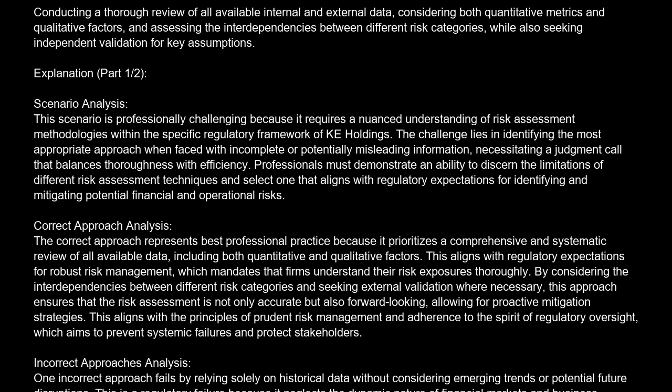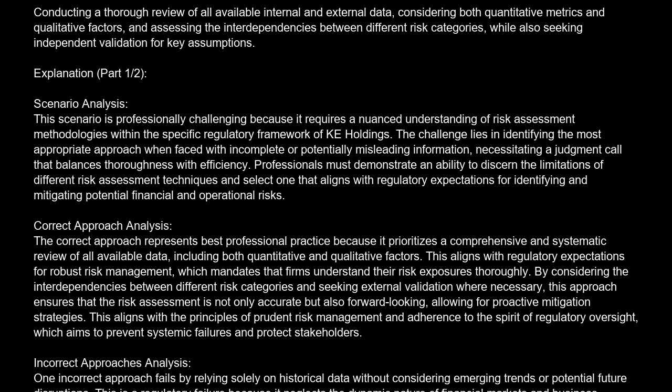Explanation. Scenario analysis. This scenario is professionally challenging because it requires a nuanced understanding of risk assessment methodologies within the specific regulatory framework of KE Holdings. The challenge lies in identifying the most appropriate approach when faced with incomplete or potentially misleading information, necessitating a judgment call that balances thoroughness with efficiency. Professionals must demonstrate an ability to discern the limitations of different risk assessment techniques and select one that aligns with regulatory expectations for identifying and mitigating potential financial and operational risks.